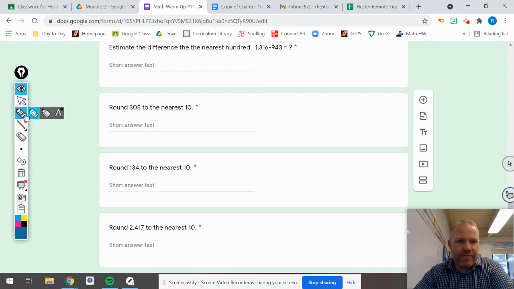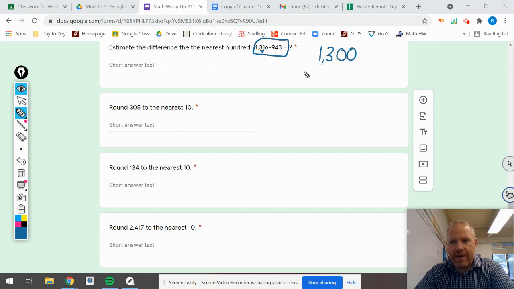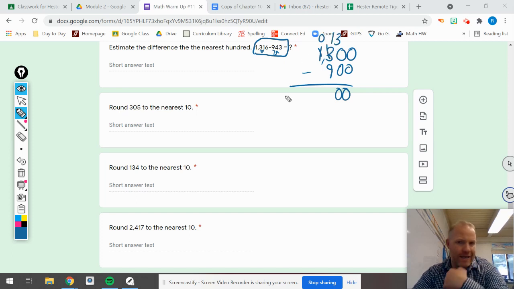Estimate the difference to the nearest hundred. So to the nearest hundred, we have the 3 asking the 1, are you less than 5? The 1 says yes, so the 3 stays the same. So we have 1,300 minus the 9 asking the 4, are you less than 5? The 4 says yes, so the 9 stays the same. So we have 900. 1,300 minus 900. So we have 0, 0. You cannot take 9 from 3, so you make that a 0. The 3 becomes 13. 13 minus 9, and when you get your final answer, put it here.